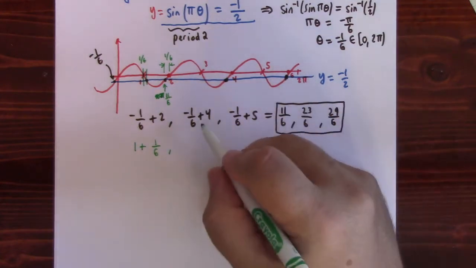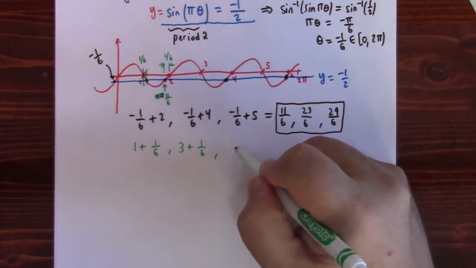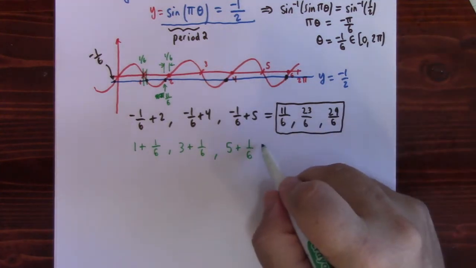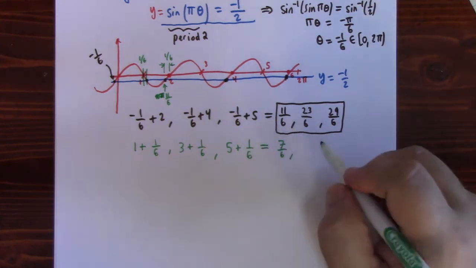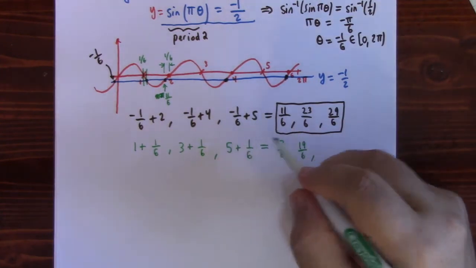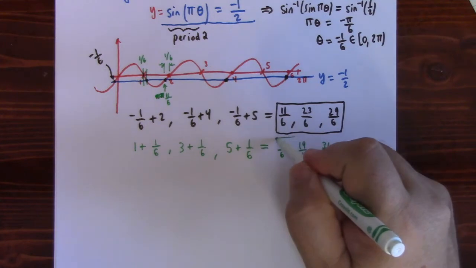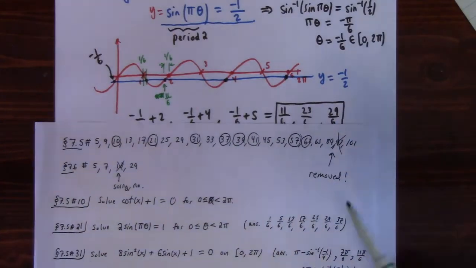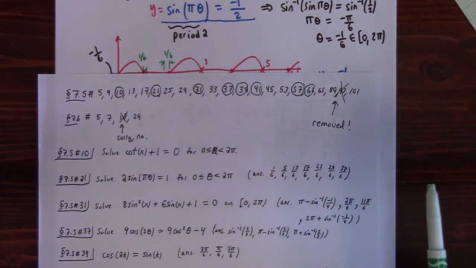And so if I take and add 2 to this, I get 3 plus a sixth. And then I add 2 to that, I get 5 plus a sixth. Again, I'm using the fact that this function has period 2, and that gives me 7 sixths. 18 plus 1, 19 sixths. 30 plus 1, 31 sixths. Those are apparently my answers, if I didn't mess something up here. And let's see here, the answers in the back of the book are 1/6, 5/6, 13, 17, 25, 29, 37.